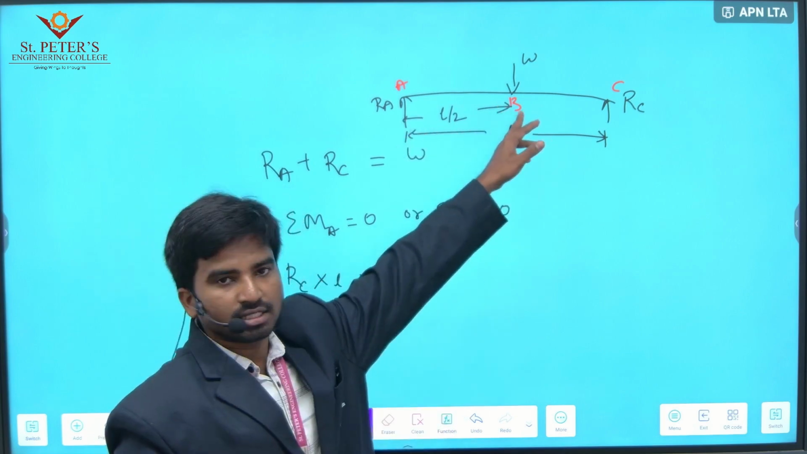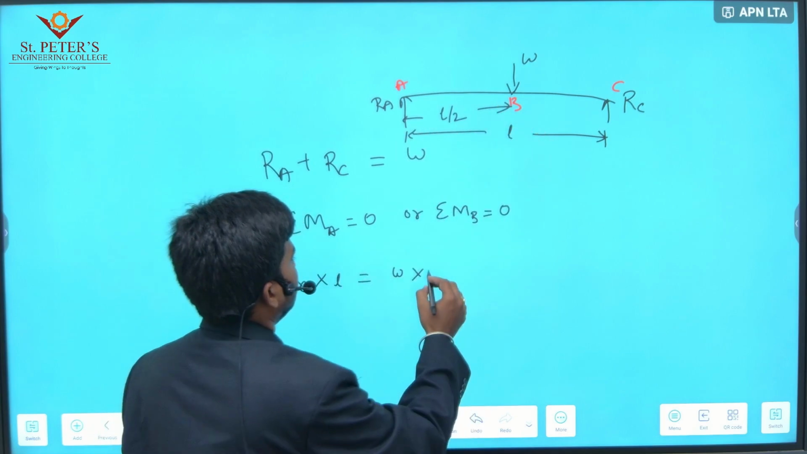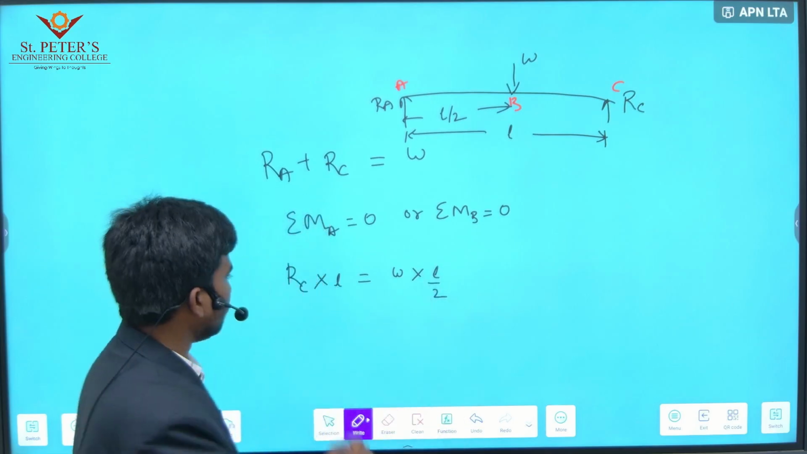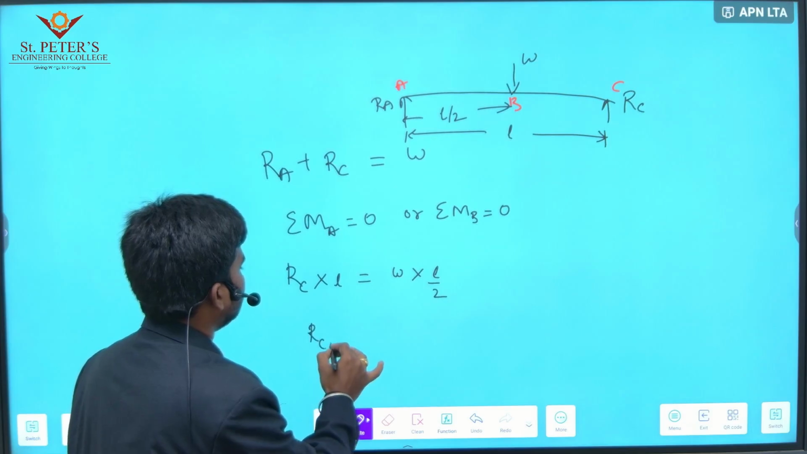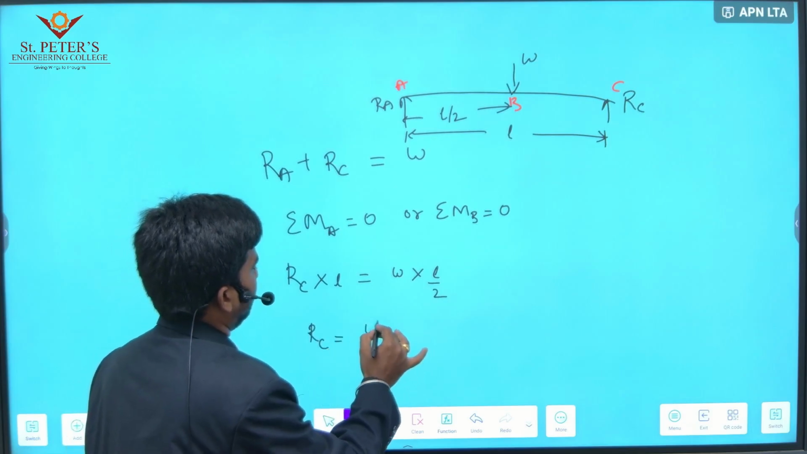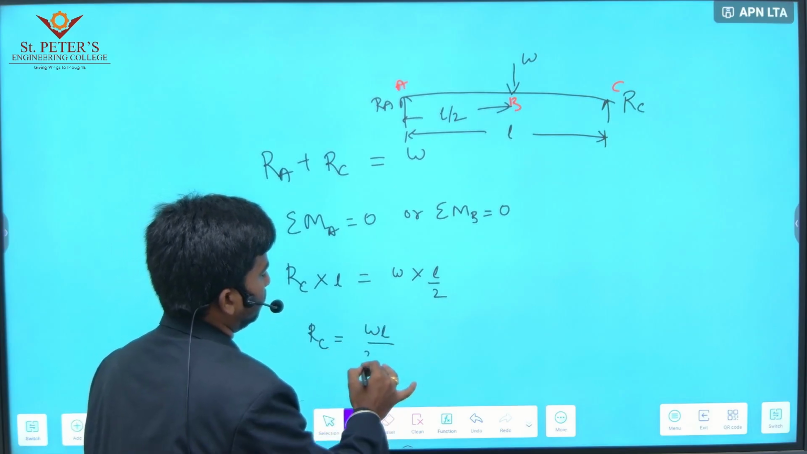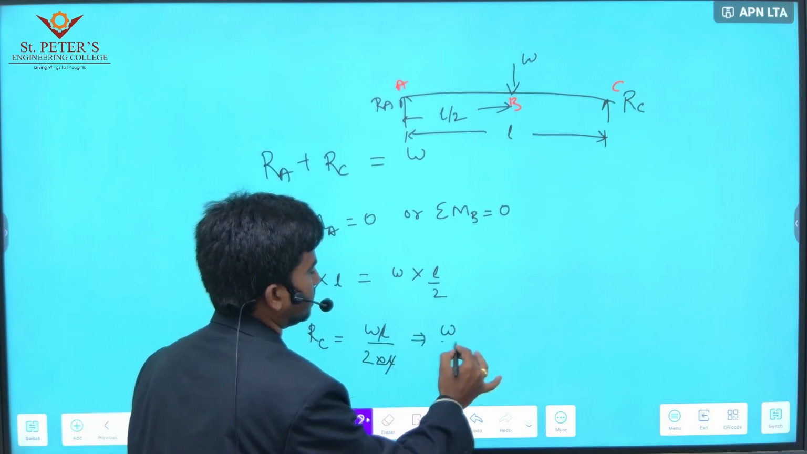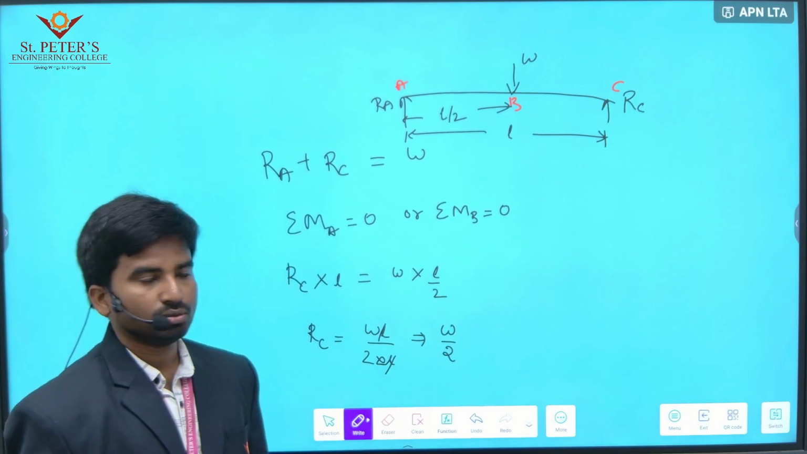Here the load acts at center point, so RC is equal to W into L by 2 into L. L gets cancelled. Therefore the value is W by 2.